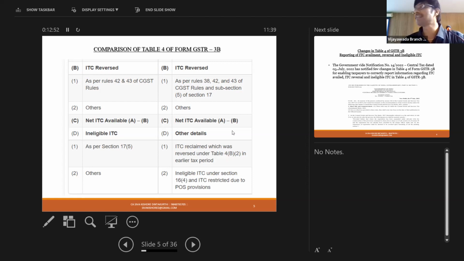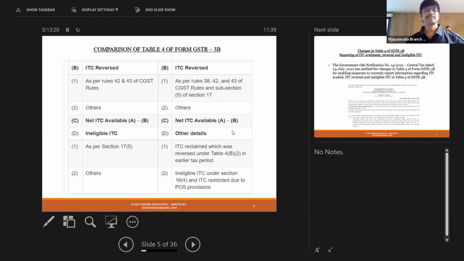If you want to reverse a particular item in 4B1 as a permanent reversal, was it to be forming part of the 4A5 figure? If you don't put it in 4A5, what will happen? If you reverse it, it will have a double amount and loss of ITC. Net ITC to be transferred to the electronic credit ledger will be affected.